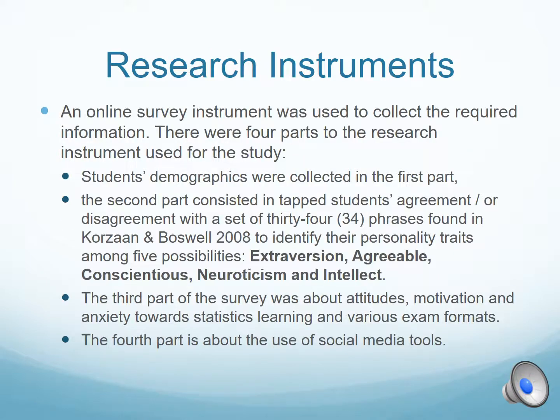An online survey was used in which there were 4 parts. The first part of the information collected had to do with the demographics of the students. The second part was an instrument that tried to capture their personality traits, looking at their extroversion, agreeableness, conscientiousness, neuroticism, and intellect. The third part of the survey was about attitudes, motivation, and anxiety towards statistics learning, and also various exam formats. The fourth part is about the use of social media tools.